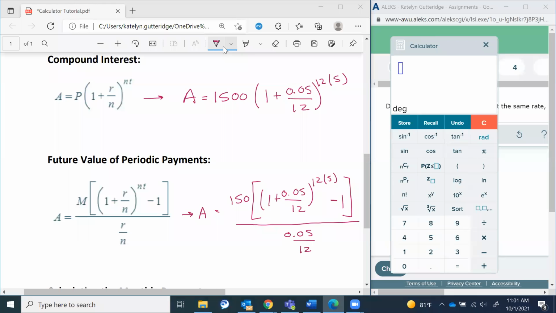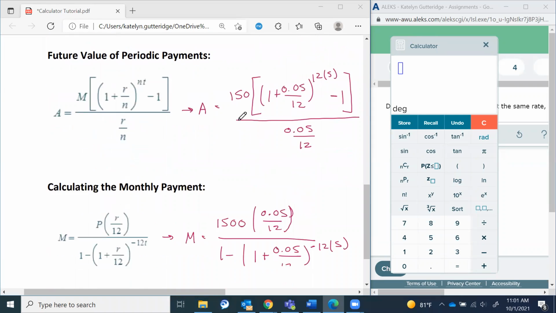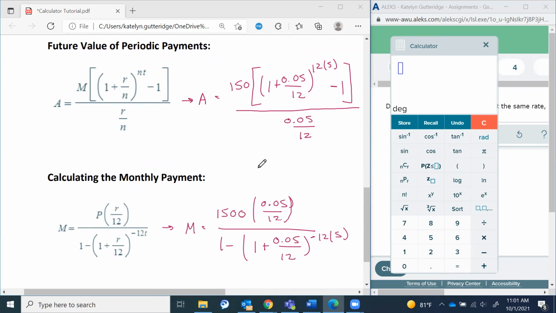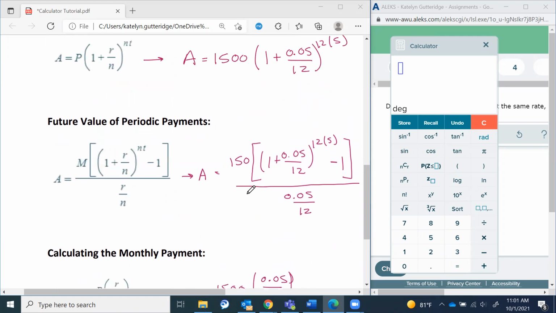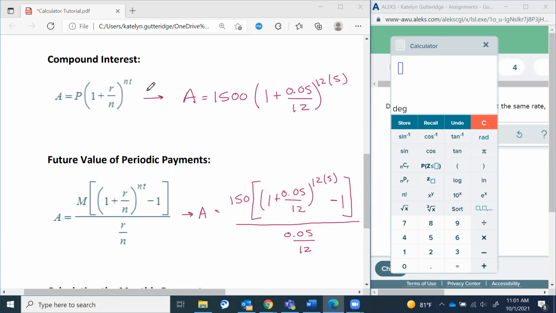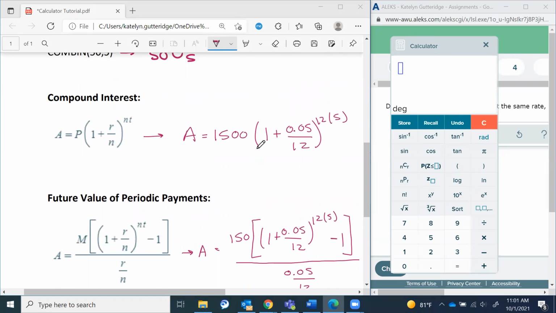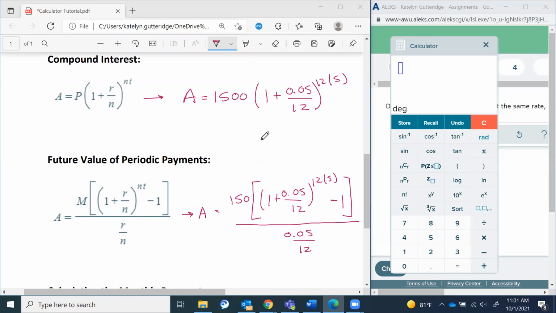All right, so let's get into our finance formulas. So I have 3 examples: the compound interest, future value of periodic payments, and calculating the monthly payment. So these are the 3 formulas that are going to be found on that financial formula list in ALEKS. So I've copied down what the formulas look like with their variables, and then I have put in some numbers for the variables. I chose my numbers at random.